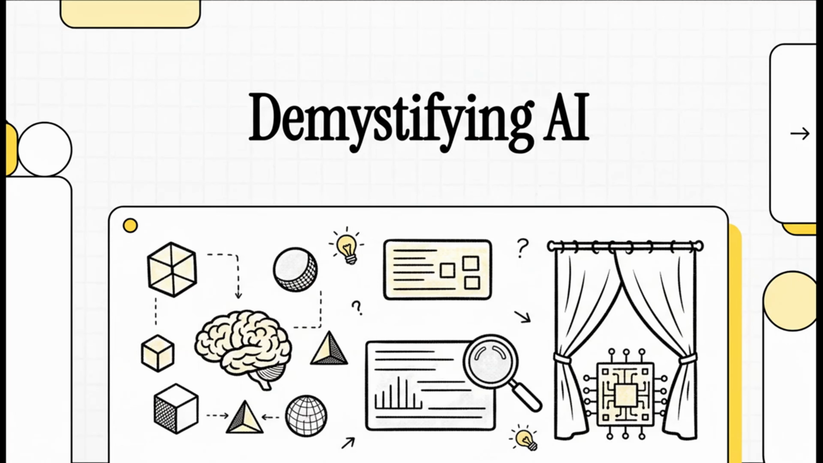Hey everyone, and welcome. Artificial intelligence, AI. It's a term that's absolutely everywhere. But what is it, really? Let's forget the hype and the crazy headlines for a minute. In this explainer, we're going to pull back the curtain and break down how AI actually works, right from the ground up. So, where do we even begin?